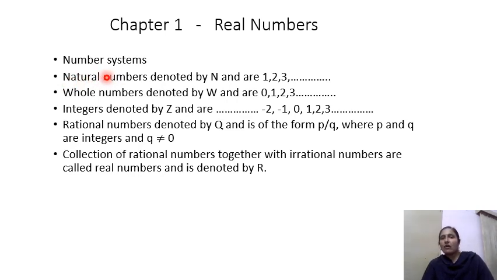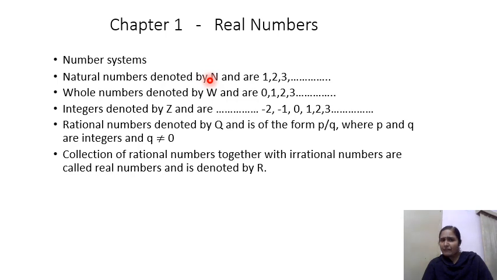The collection of all natural numbers is denoted by the letter N, and the numbers, as you all know, are 1, 2, 3, 4, etc. These numbers are called natural numbers. So natural numbers start with 1. The smallest natural number is equal to 1.